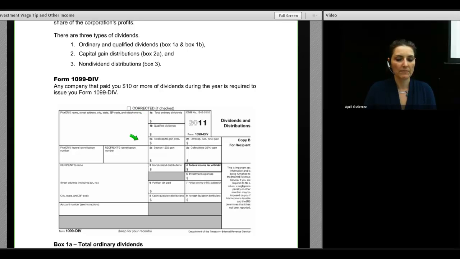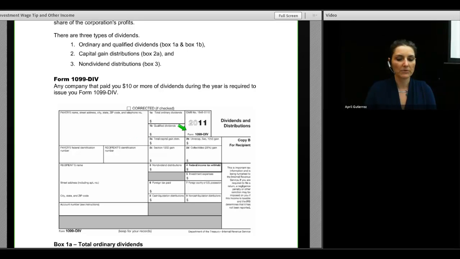Box 2A is where capital gain distributions are entered. You typically have that when you're dealing with mutual funds. The mutual fund will buy and sell stock internally, and when stock is sold at a profit, it triggers capital gain, and those capital gains become a capital gain distribution on the 1099 DIV.